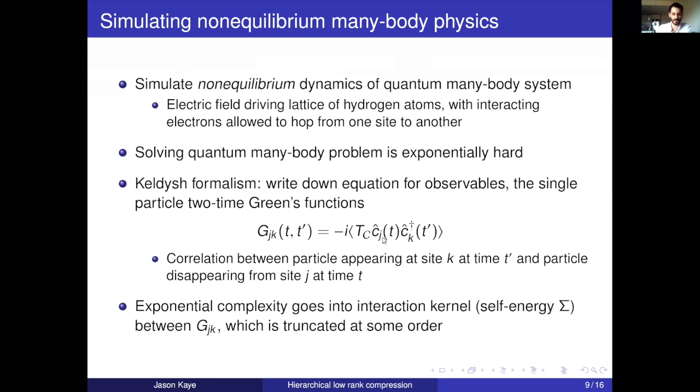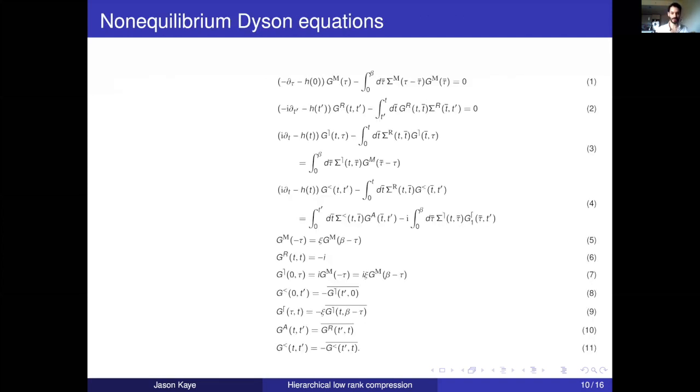And how this all works is that you write down some equations for these G's, and the G's interact via this kernel called the self-energy, which is typically written in some series expansion that's truncated at some order to avoid doing exponential work. When the physicists come to me to work on this problem, they put in front of me a large set of scary looking equations, but we're not going to go into all of these. We're just going to focus on this representative example.